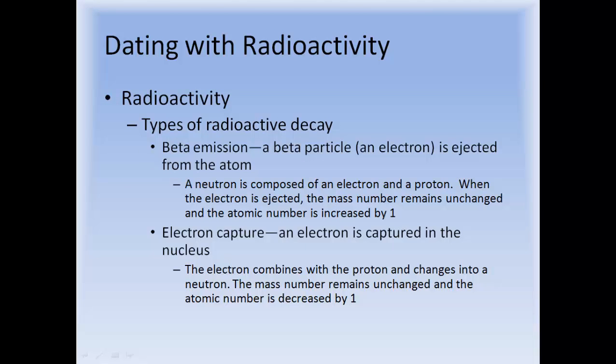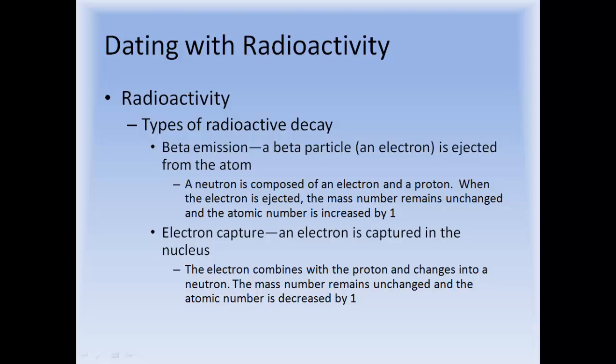Beta emissions. A beta particle, or electron, is ejected from the atom. A neutron is composed of an electron and a proton. When the electron is ejected, the mass number remains unchanged and the atomic number is increased by 1, because that neutron now became a proton, right?